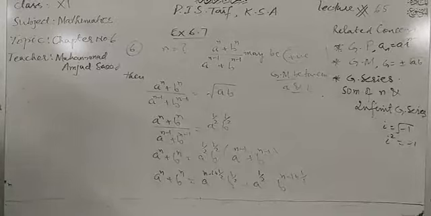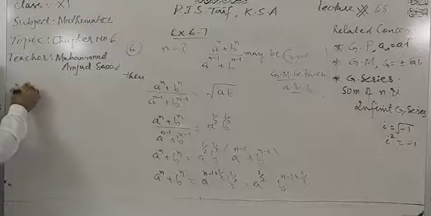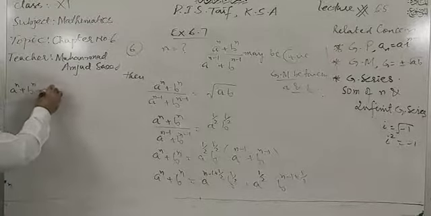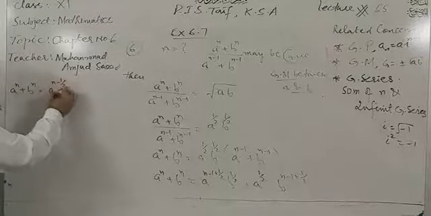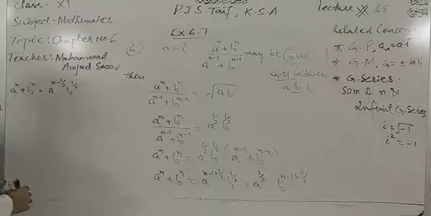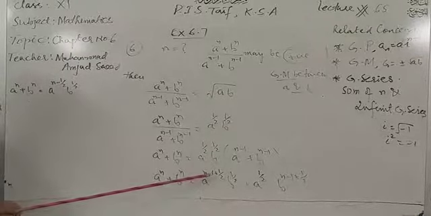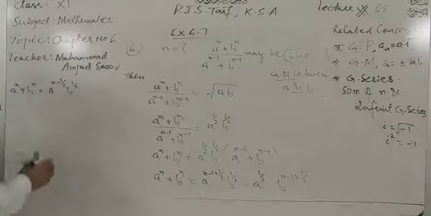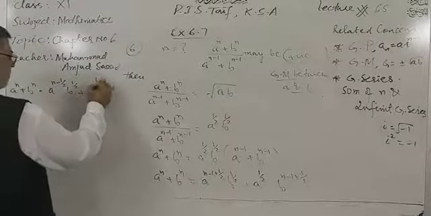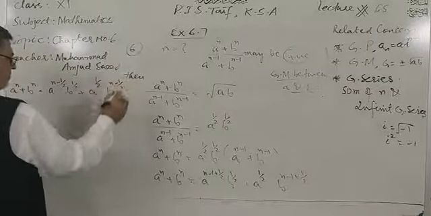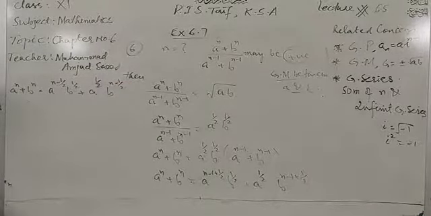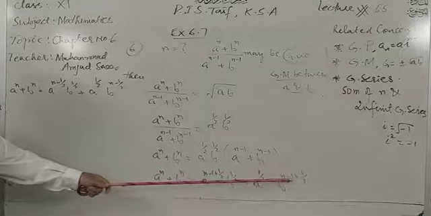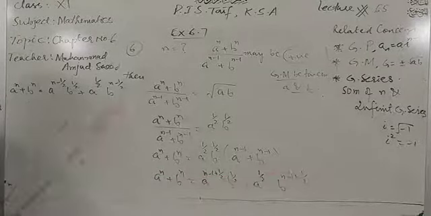Dear students, you can check: a^n + b^n = a^(n-1/2) b^(1/2) + a^(1/2) b^(n-1/2). Remember that minus 1 plus half is minus half. For a^(1/2), minus 1 plus 1 over 2 is minus 1 over 2.